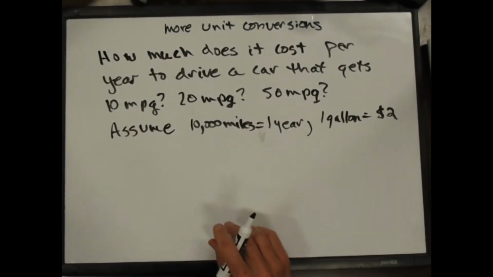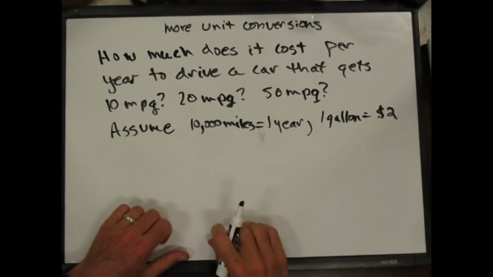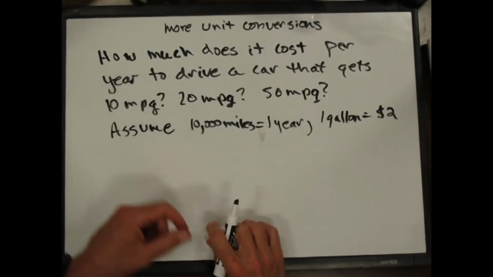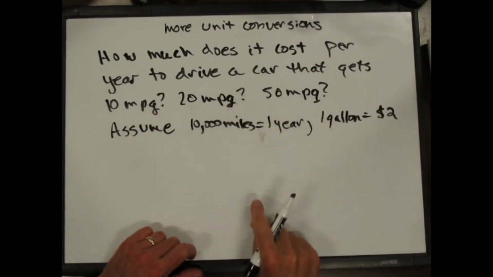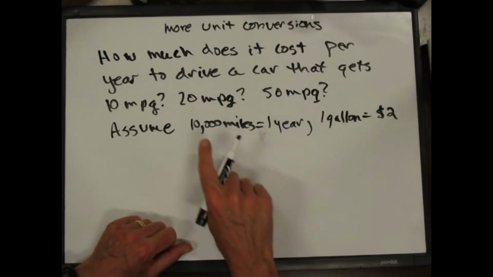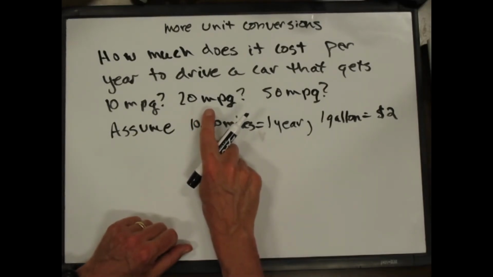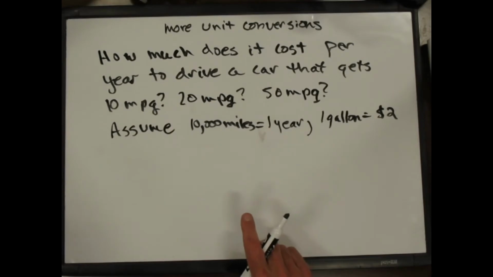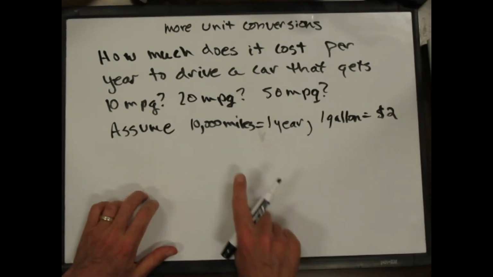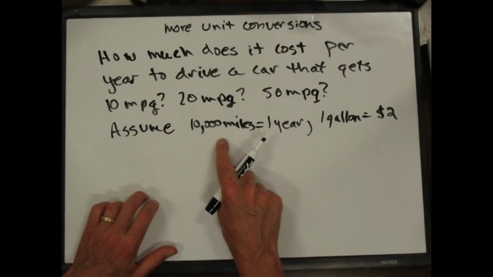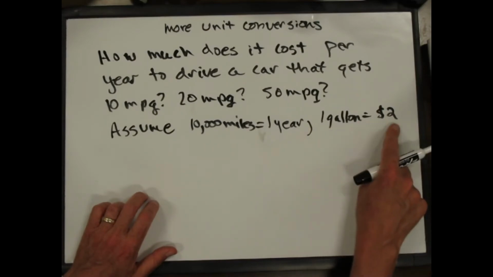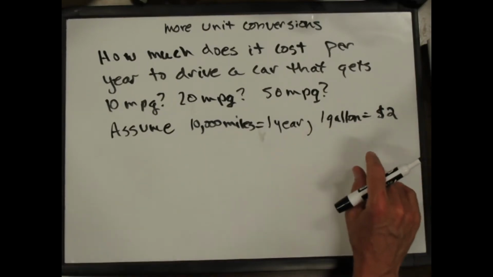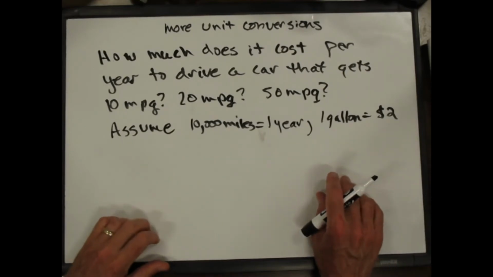So here's another unit conversion that's a little more practical and a little bit different from what we've been doing. We can ask the question, how much does it cost per year to drive a car that gets 10 miles per gallon, 20 miles per gallon, or 50 miles per gallon, right? And so you might be driving a car that gets 10 and you want to know how much you would save if you traded it for a car that gets 20 or then a car that gets 50. And so we're going to assume that a year is 10,000 miles, and so this is a weird equal sign, right? But 10,000 miles is the same thing as a year, and a gallon of gas is $2, right? These are round numbers-ish, depending on what year you're in, but you can do that.